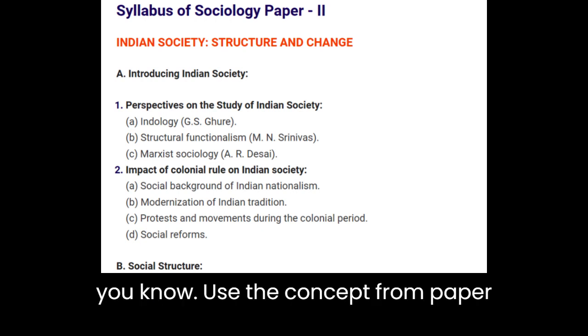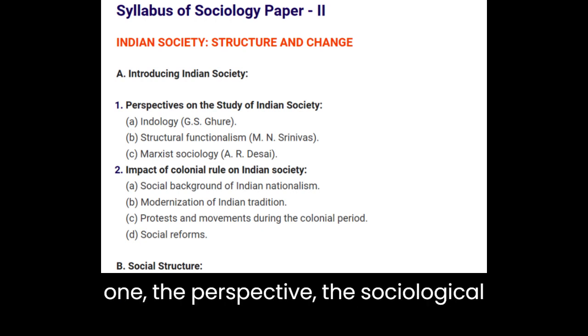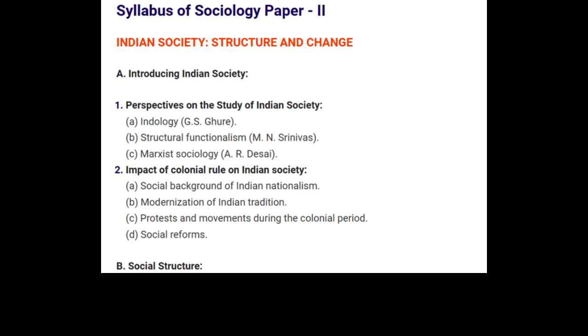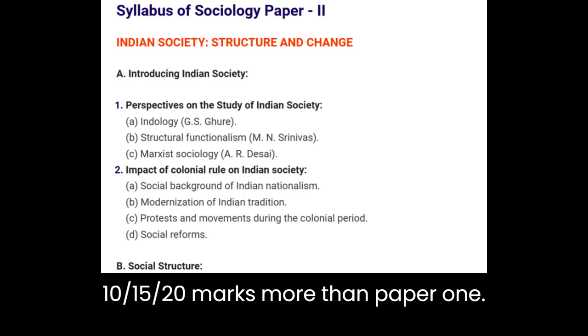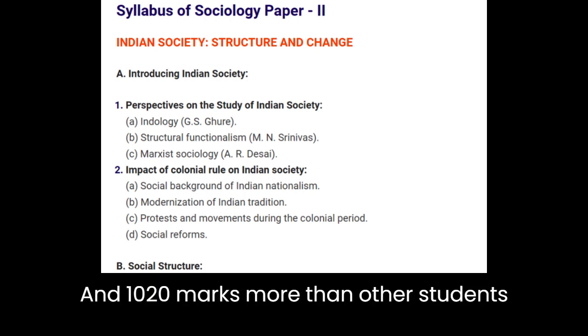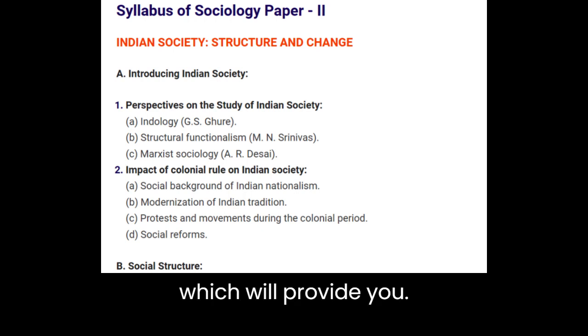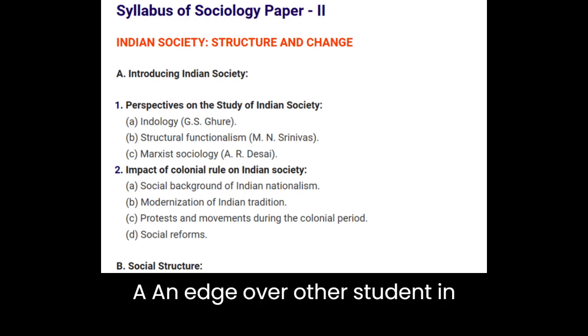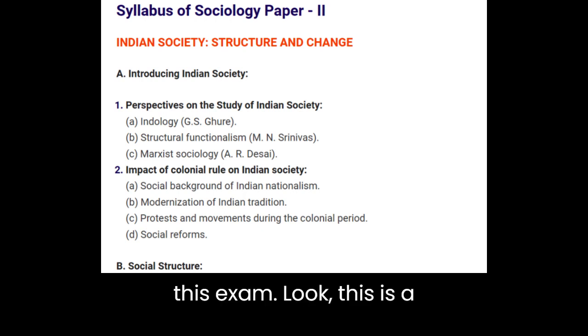You know, use the concepts from paper 1, the sociological perspectives and theories, and use them in paper 2. There will be some contemporary based questions. If you can do well in those questions, there will be 5 to 7 questions. If you can do better in those questions, you will get 10, 15, 20 marks more than paper 1 and 10, 20 marks more than other students, which will provide you an edge over other students in this exam.